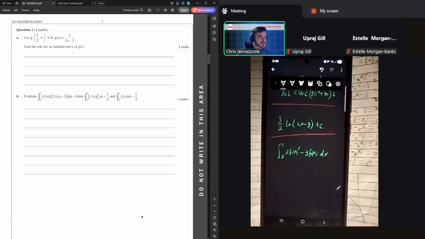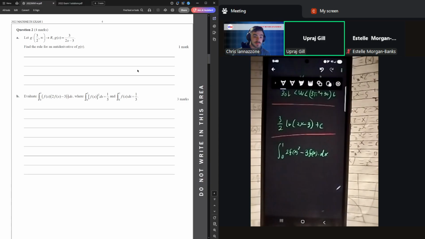Getting a lot closer to being solved now. You might notice some similarities. Like, for instance, we know the integral of f of x squared is 1 over 5. We also have an f of x squared in this. We know the integral of f is a third. We also have an f of x in our integral as well. So the goal is going to be to find a way to make use of those values.